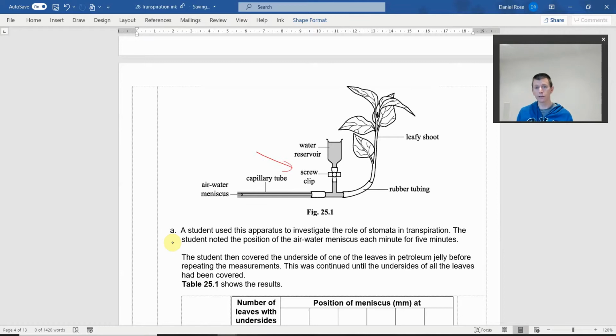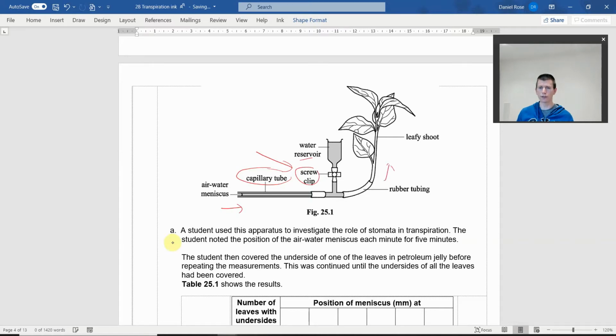Now, I always say everything in this diagram is there for a reason. This is not Google clip art. This is examiners, they've drawn this, and everything's important. So we've got capillary, screw clip, water reservoir, rubber tubing, leafy shoot. Now, hopefully, it's all familiar because you've done the practical and prepared well. But if you haven't, just think about it, water's going to move in that way. It's going to move up and out through there.